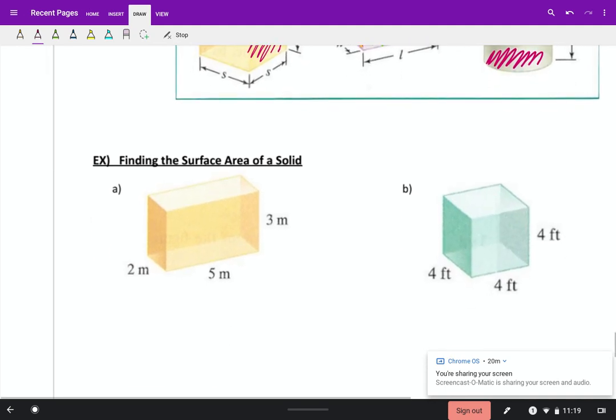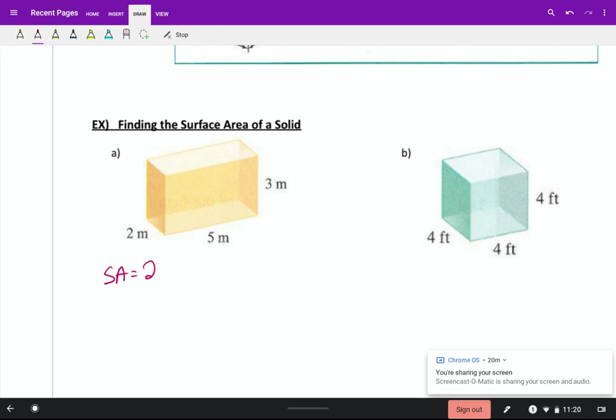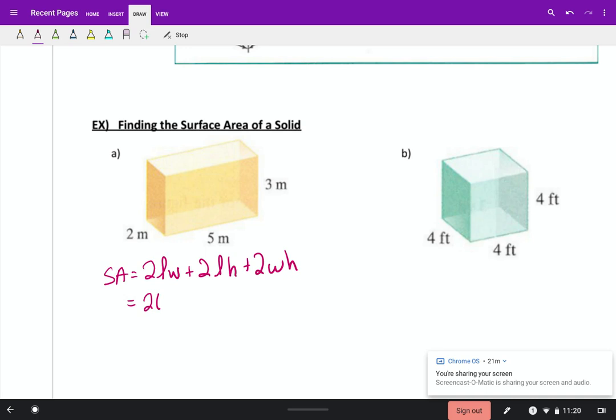So for the first one, surface area is equal to 2, doesn't matter how you do this, length times width, plus 2, length times height, plus 2, width times height. So really what you're doing is you're going to take 2 times 2 times 5. So that's this and this, plus 2 times 2 times 3. So that'd be that there, plus 2 times 3 times 5. That'd be the front and the back. So this would be, the first is going to be bottom top. This is going to be left right. This is going to be front back. So that's how you get all of those different ones, just so you know.